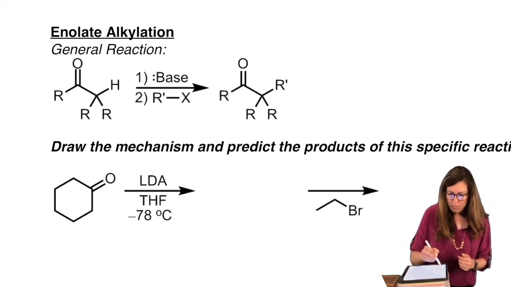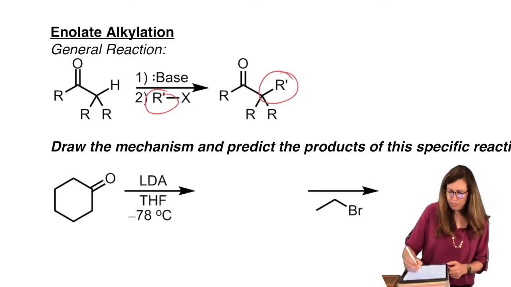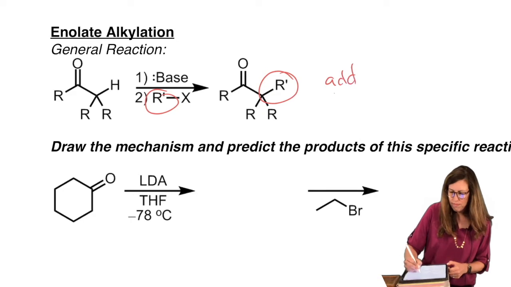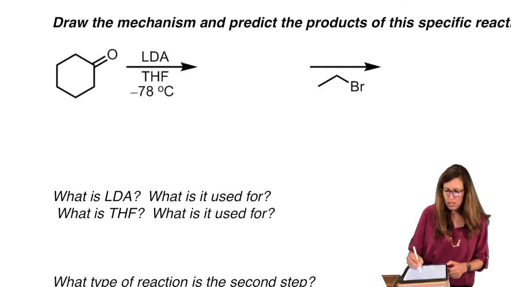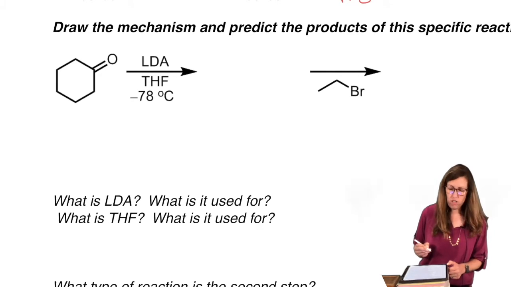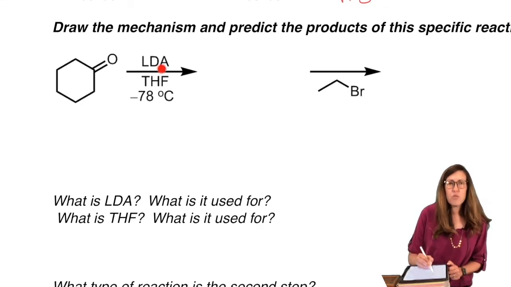I'll just highlight that big piece. All right, so that is a big deal. Let's look at that with a real, defined R group. Okay, let's take a cyclohexanone, a cyclic ketone, and LDA, that's a real popular base for this purpose.